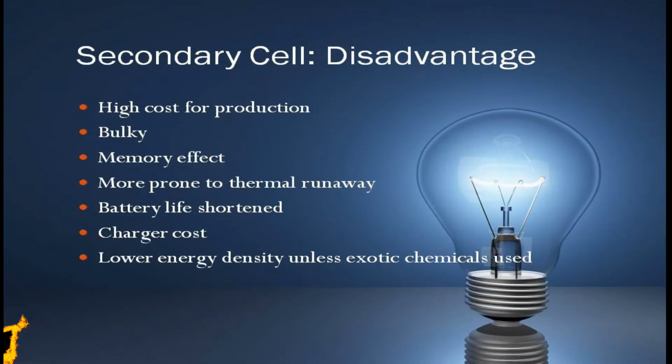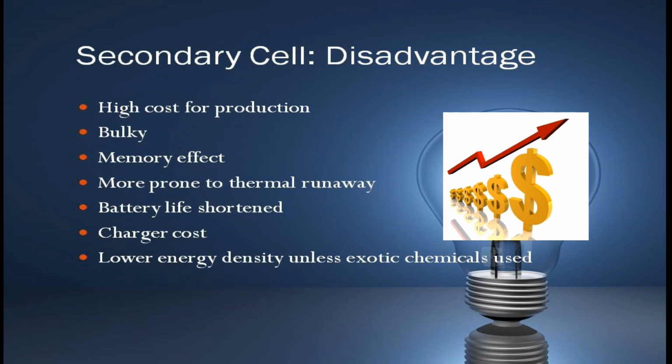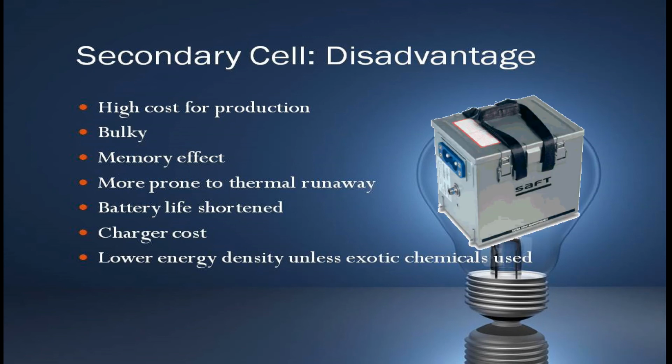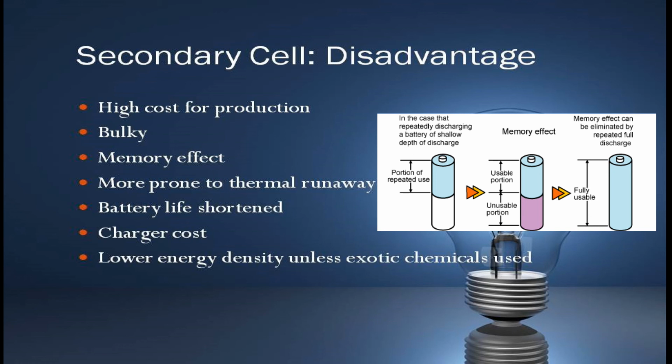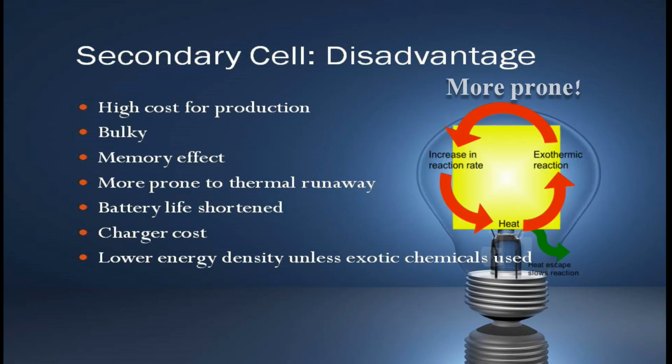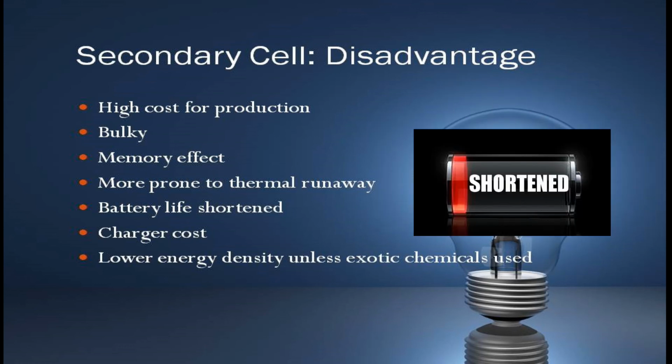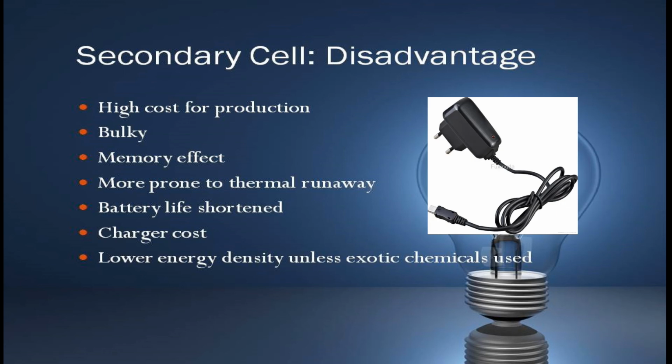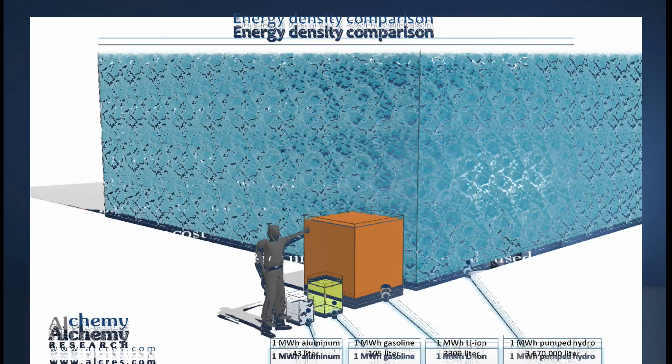Disadvantages of secondary cells are: high production cost, bulky, memory effect, more prone to thermal runaway, battery life shortened, charger cost, lower energy density and less exotic chemicals used.